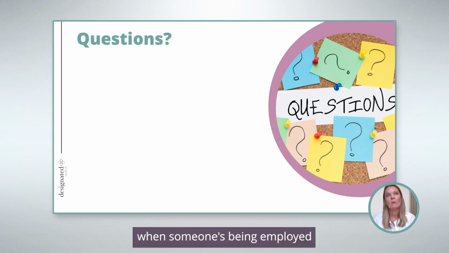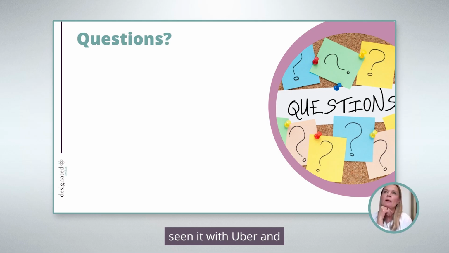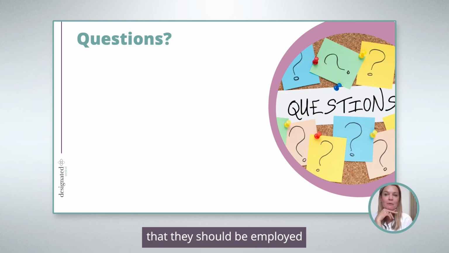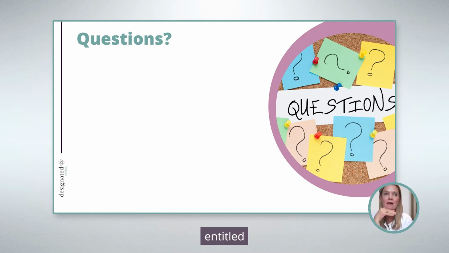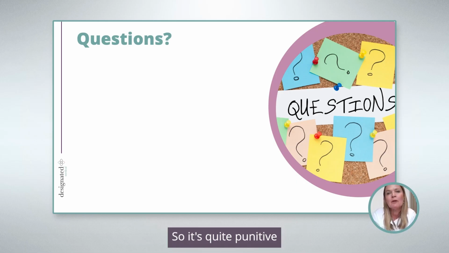It's more about when someone's being employed on a self-employed basis, but really they should be employed. And I think we've seen it with Uber and maybe a couple of other organizations where employees have argued that they should be employed, and they are then entitled to payment for holiday, national insurance for whatever period they've worked for that employer. So it's quite punitive if it's proven to be a problem.